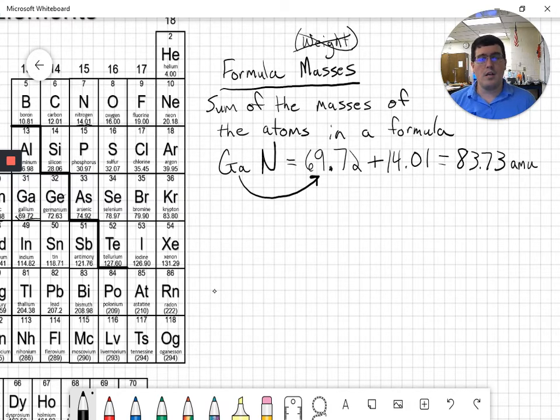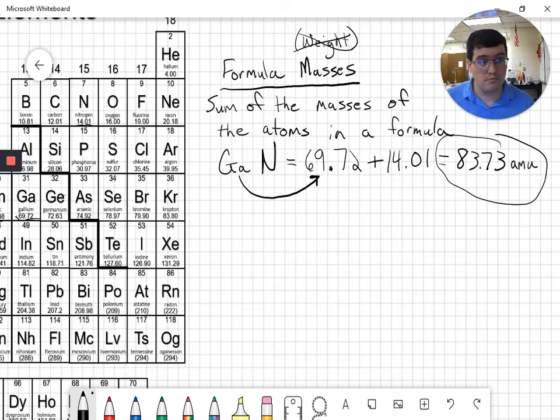If you remember, the average atomic mass is always in units of AMUs, or atomic mass units. We're going to find out later on that there's a better unit that we're going to use for these, but for now we'll stick with AMUs. And so that is the answer to that one right there.